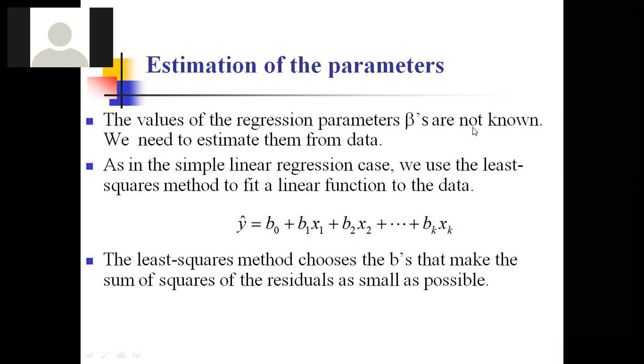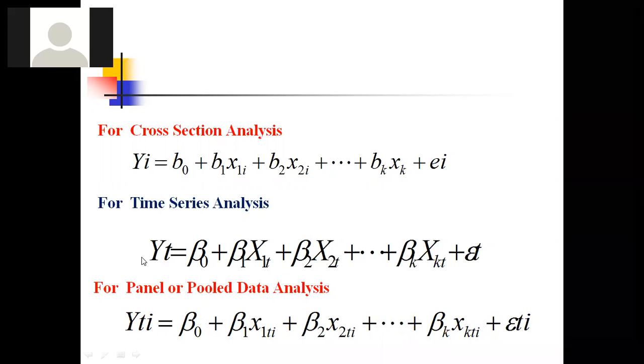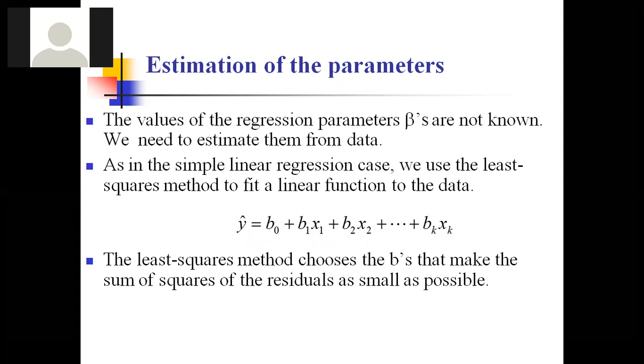Then estimation of the parameter. For example, when you are writing an equation like this, when we have the data, how can we estimate the values of the parameters, a beta 0 value, a beta 1 value, beta 2? These are the unknown parameters. We don't know the values of beta 0, beta 1, beta 2. Then we need to estimate. That is called estimation of the parameter. How can we estimate the parameters?